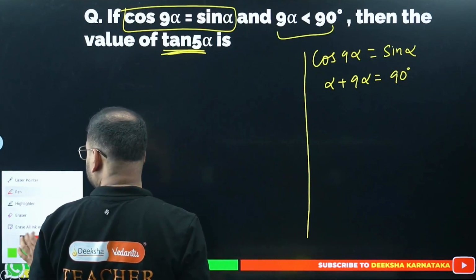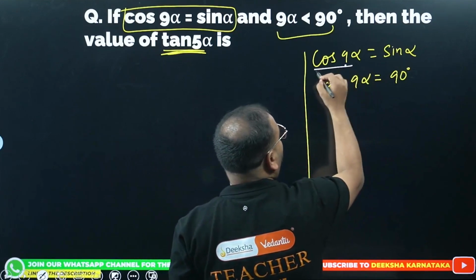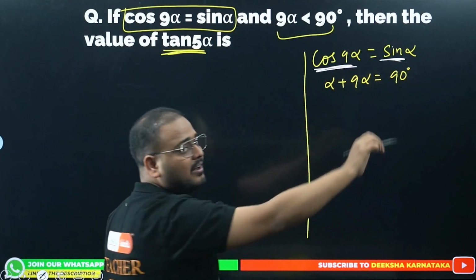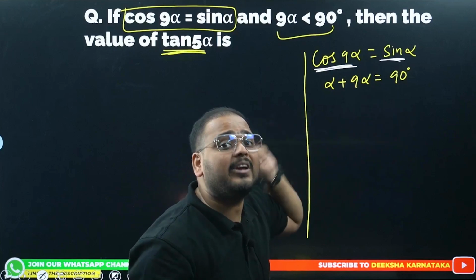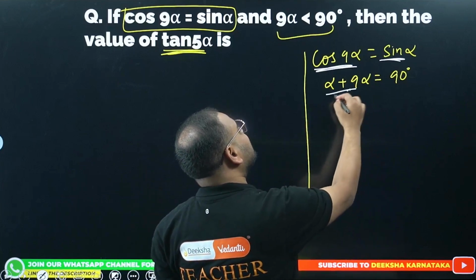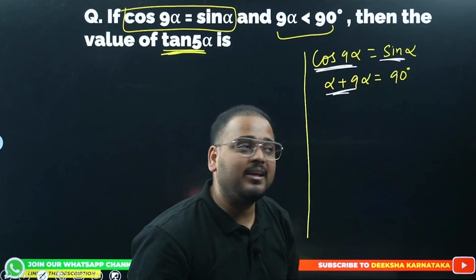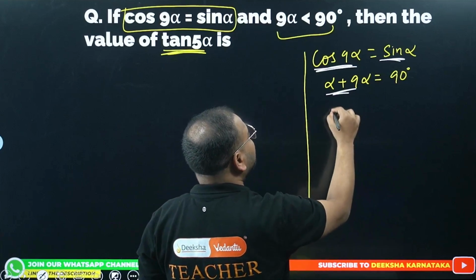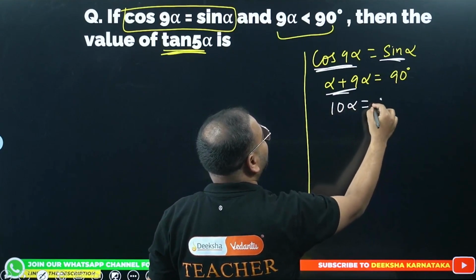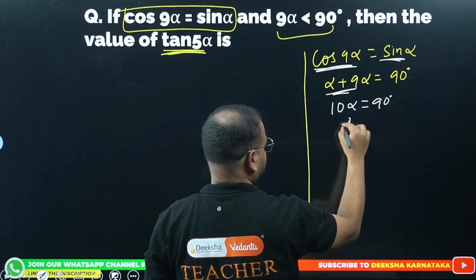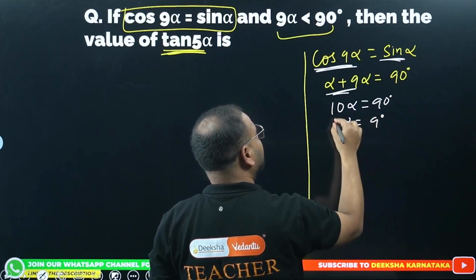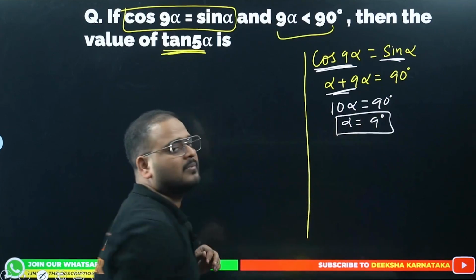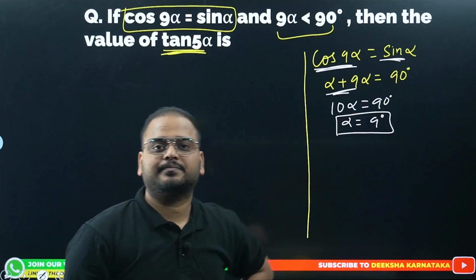They are saying in the question that cos 9 alpha is equal to sin alpha. It means cos and sin are equal. When can this happen? When the sum of the angles is 90 degrees. Alpha plus 9 alpha equals 90 degrees. Alpha equals 9 degrees. I hope you can solve the question from here. Take a pause, solve it, give me the answer. Okay?